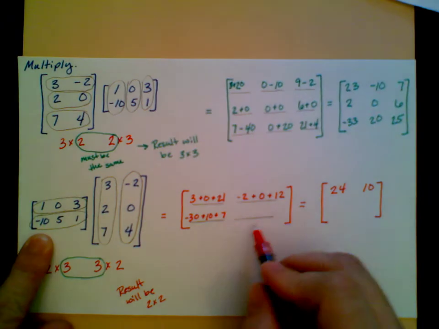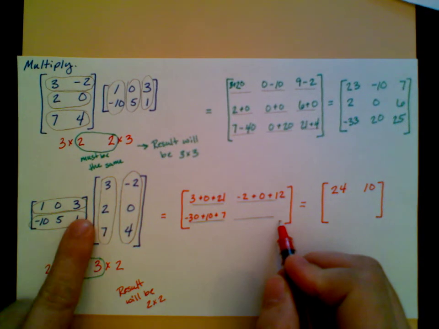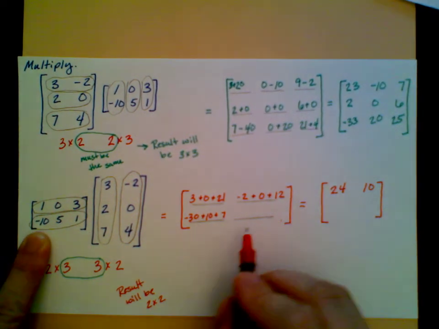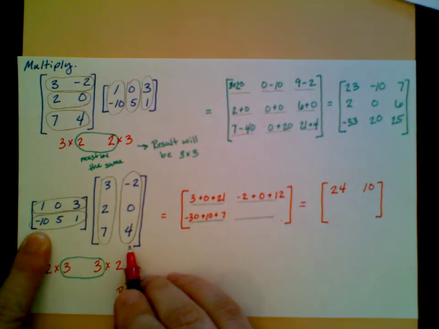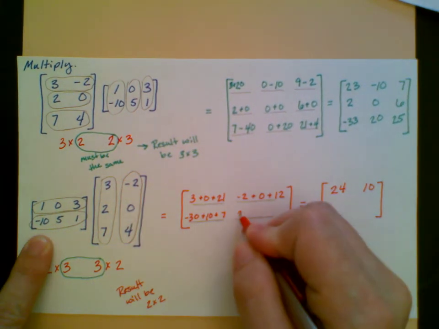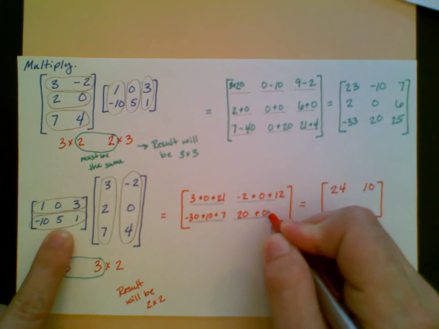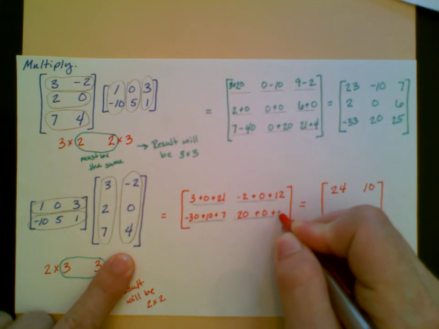Then finally, I've got row 2, column 2. So I'm going to multiply row 2 from the first matrix times column 2 from the second matrix. Negative 10 times negative 2 is positive 20. 5 times 0 is 0. And 1 times 4 is 4.